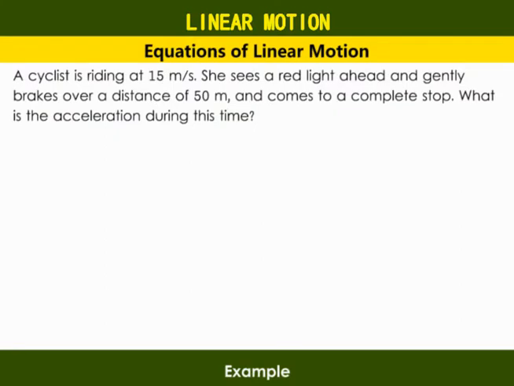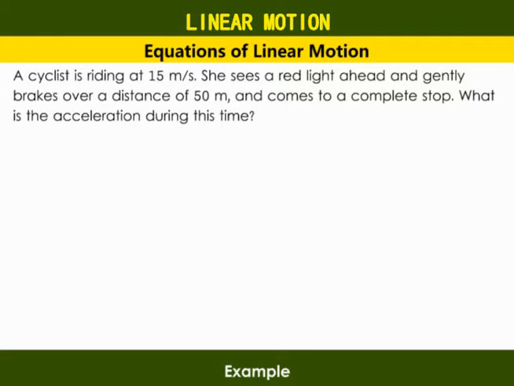Third example. A cyclist is riding at 15 meters per second. She sees a red light ahead and gently brakes over a distance of 50 meters to come to a complete stop. What is the acceleration during this time?